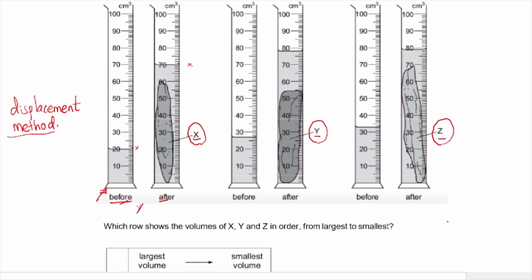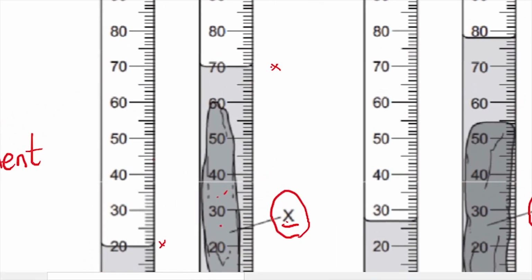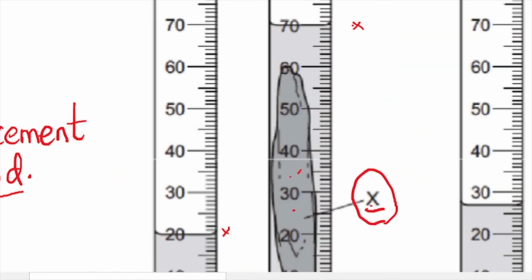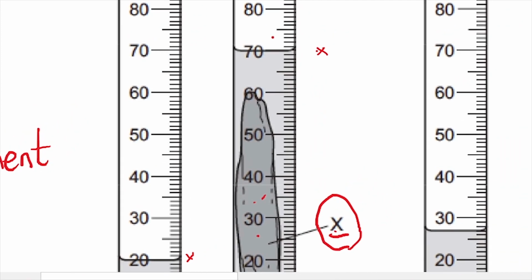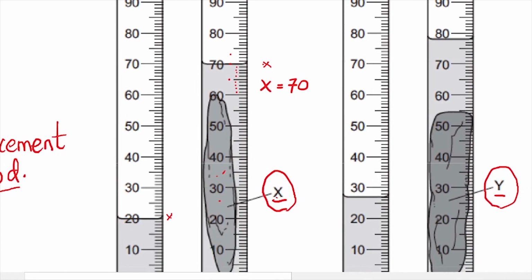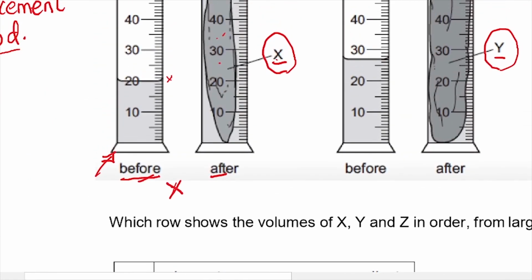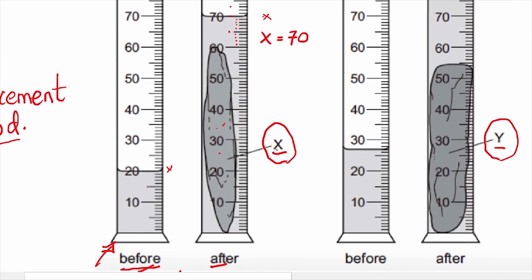Let me call this finding X. So before the first water level for stone X here, this is 60, 61, 62, 63, 64, 65, 66, 67, 68, 69, 70. So here the new reading was 70, then the old one here was 20. So it is 70 minus 20.